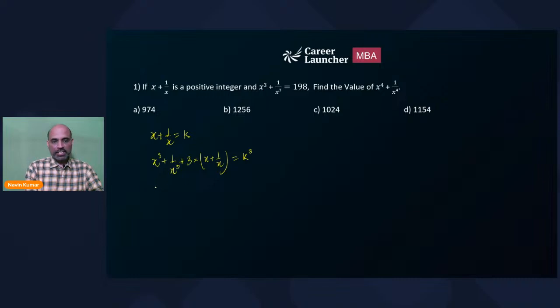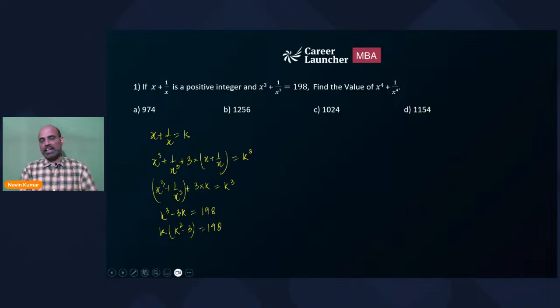So if we rearrange, we will see x cube plus 1 by x cube plus 3 times k is equal to k cube. Now, we already know what x cube plus 1 by x cube is. So from here, we will have k cube minus 3k is equal to 198. Or we can take out k common, we will have k into k square minus 3 is equal to 198. In other words, I need to think of a value for k, right?